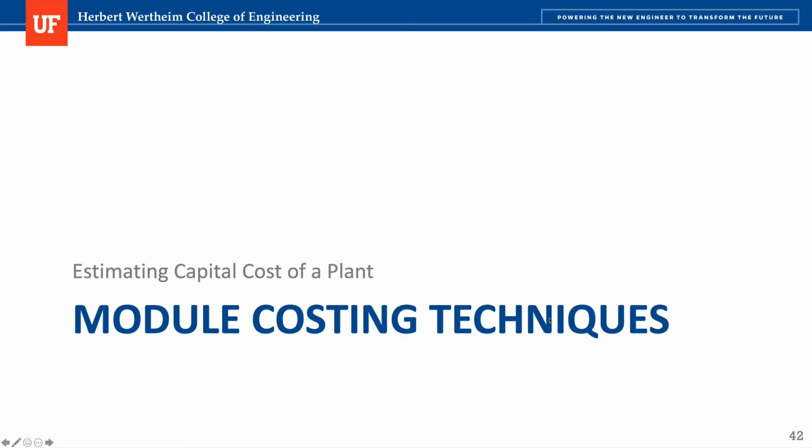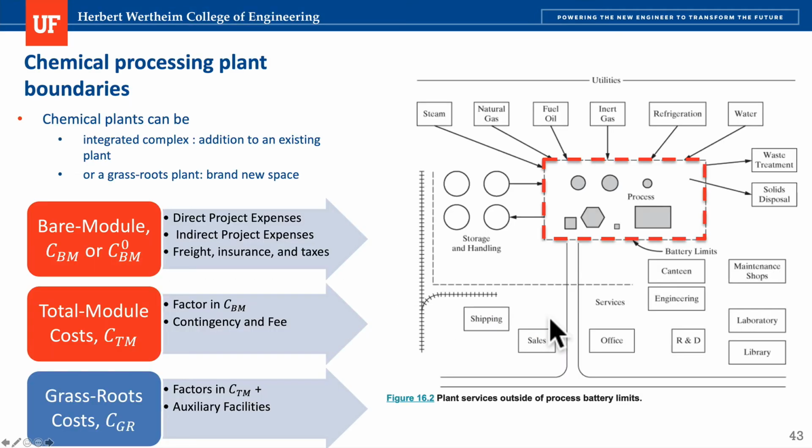Now let's focus on the module costing techniques. As a reminder, everything here is in terms of what the costing, or the limits or boundaries of our estimate will be, okay? Remember, chemical plants can be part of an integrated complex. That means that you're just adding to an existing plant that has the ancillary facilities to support the personnel and the process that you're designing.